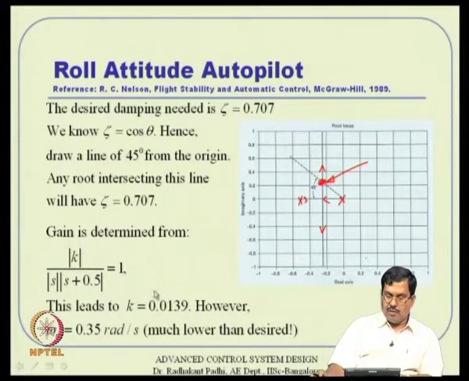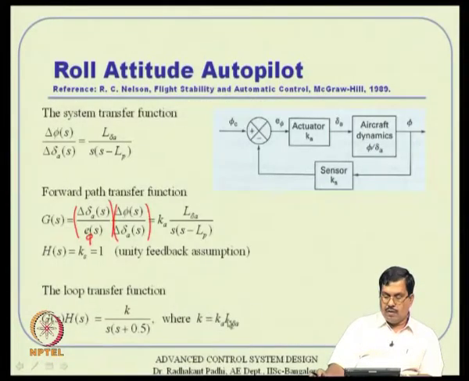Now, by selecting this gain k, and k is essentially this, we are able to select k a, because we know this parameter L into delta a and all that, which is part of this transfer function. So, once you know that value, obviously you divide by that value to get the k a value. Okay, so that is how it will operate there.